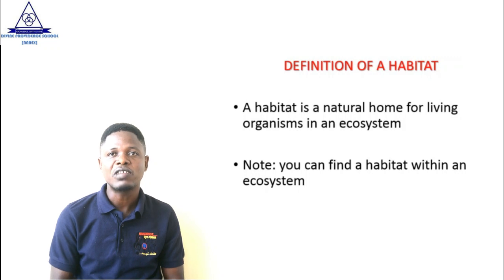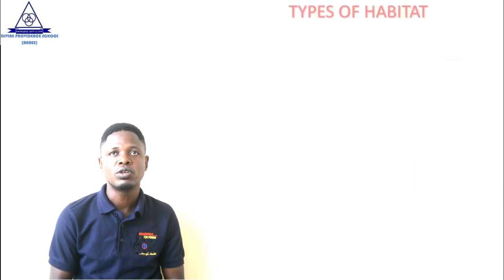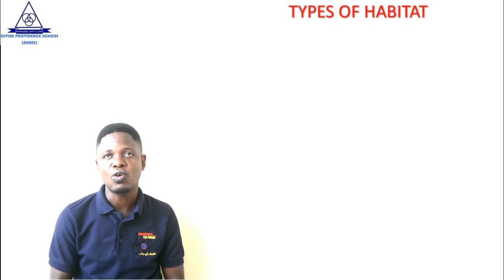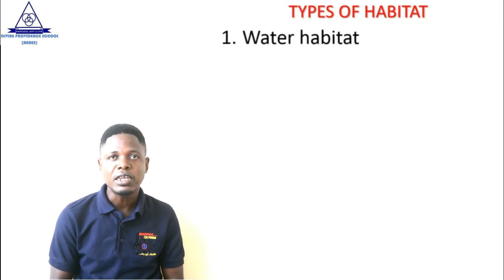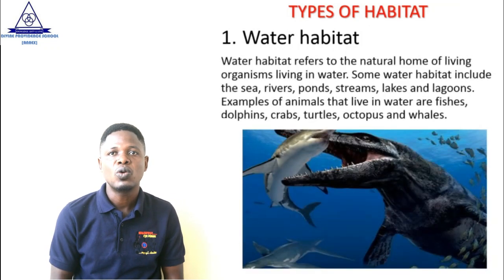Now, in order not to waste time, let's quickly move on to the types of habitat. First one is water habitat. All of you say it after me. Water habitat. Now, what do we mean by water habitat?